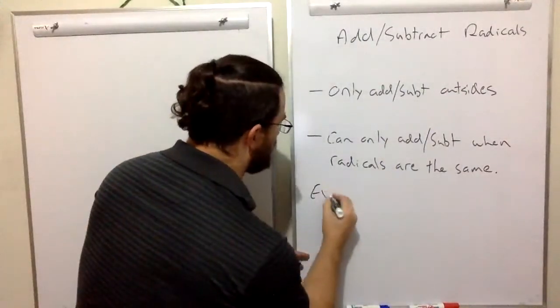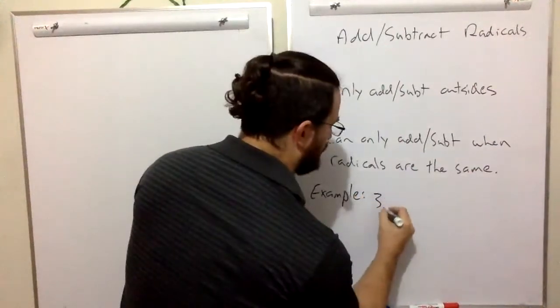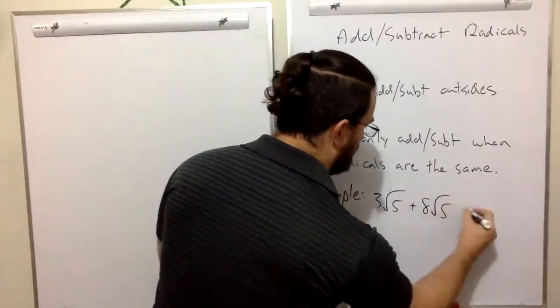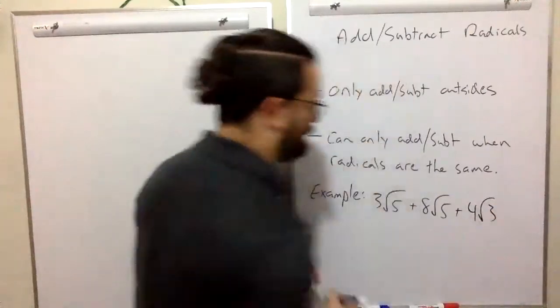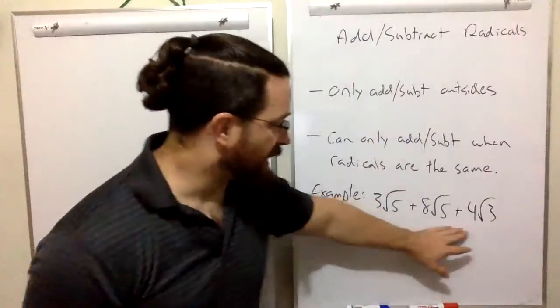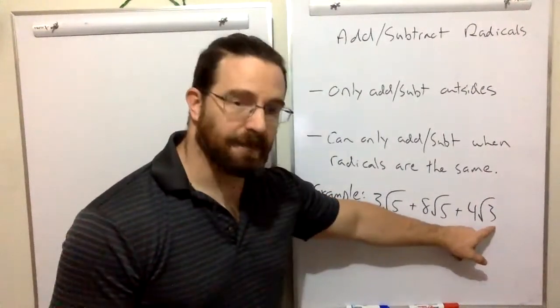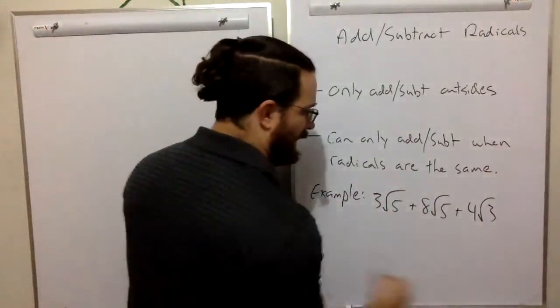So let's say I've got 3 radical 5 plus 8 radical 5 plus 4 radical 3. So the only ones that have the same radicals right now are the radical 5 and the radical 5. Since this one has a different radical, I cannot add this one with the others. So I can only add these two right now.